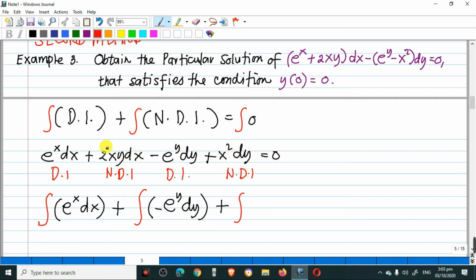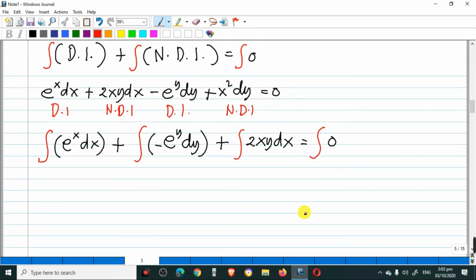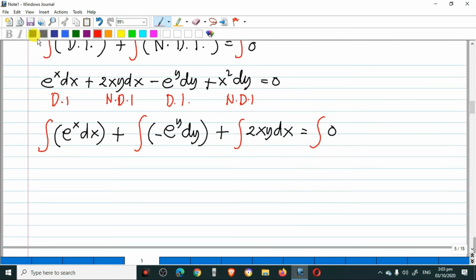Pili ka kahit alin dito sa isa. Okay? So, gamitin ko yung 2xy dx. So, this is 2xy dx, 2xy dx. And this is equals to 0, or this is also need to integrate. Okay? Then proceed dun sa ating partial integration.